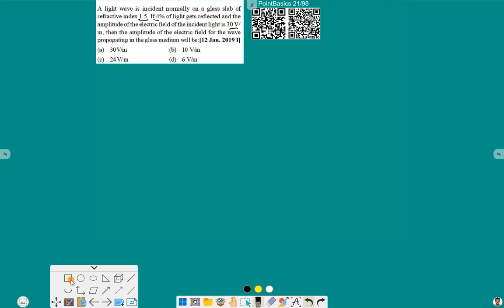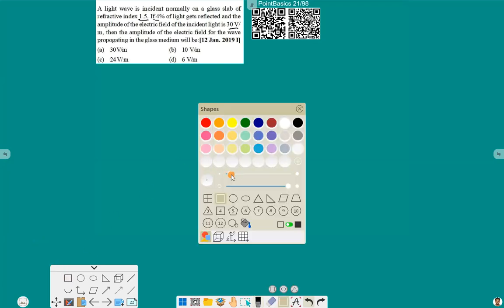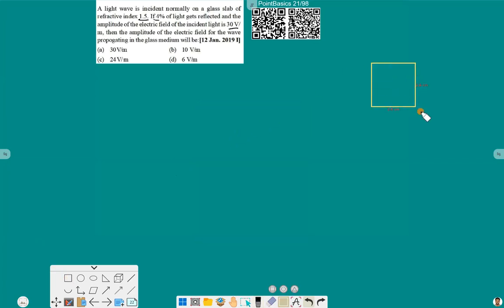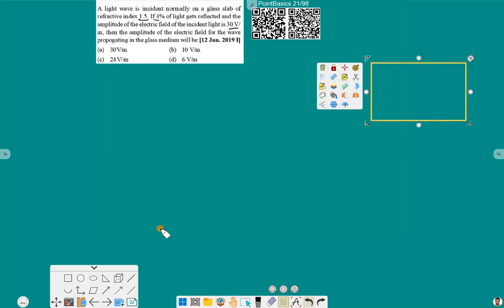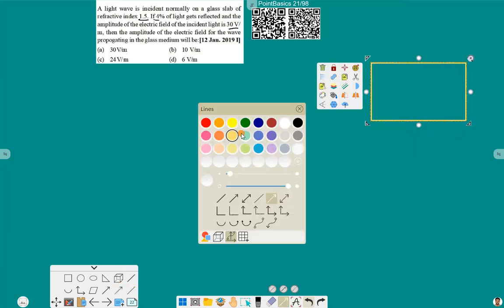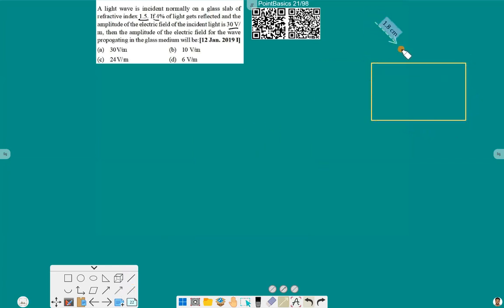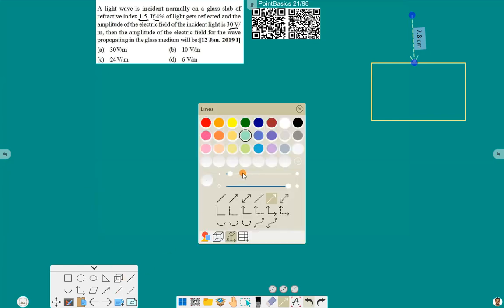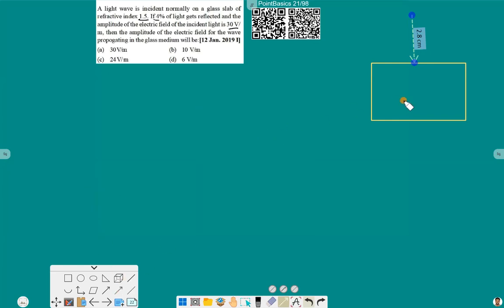Now to solve this one, suppose we have a glass slab here. Okay, so let us pick this one. So suppose this is the glass slab, and here we have the incident wave. Suppose this is our incident wave and it is incident normally. And here we have the transmitted wave also. So suppose this is the transmitted wave.